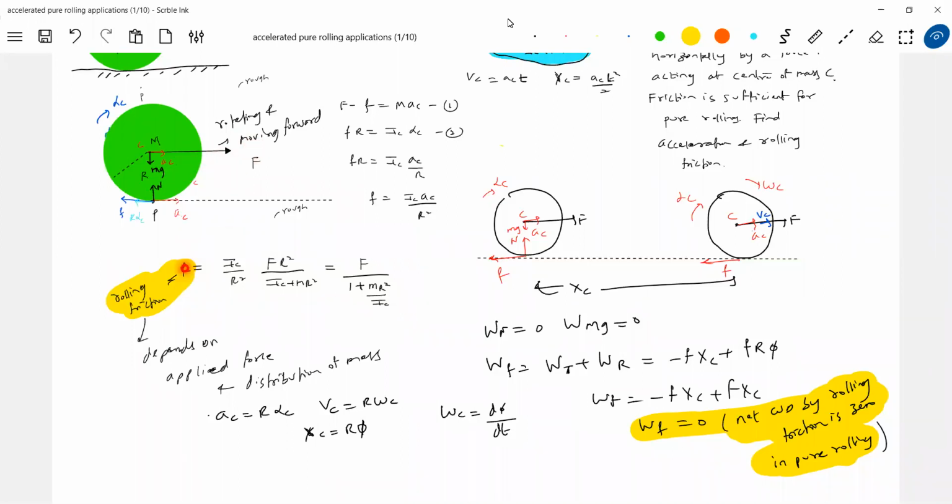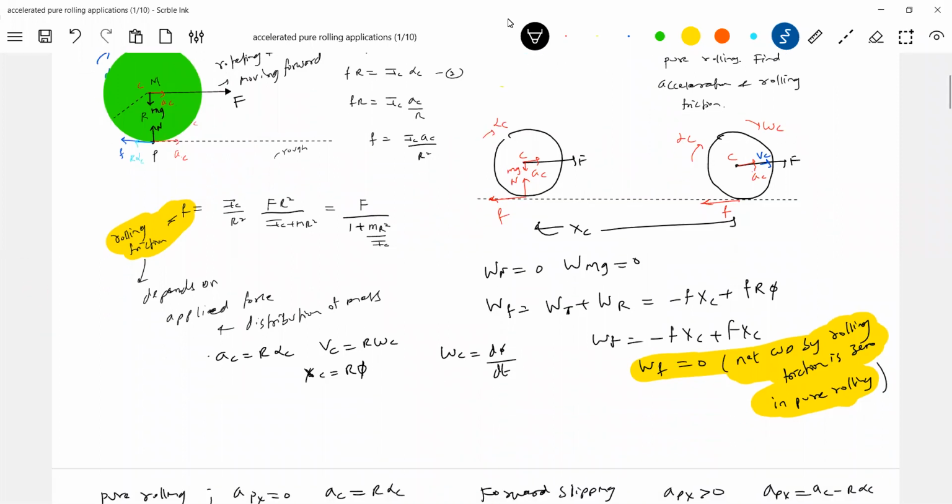So what is the maximum permitted value of applied force for which the body will have pure rolling? What we say is that the friction is sufficient for pure rolling. What does it mean? The force applied on the rigid body is such that the friction acting is less than the limiting friction. So what is the maximum permitted value? When F becomes FL. This is very important. Then it goes back to slipping.